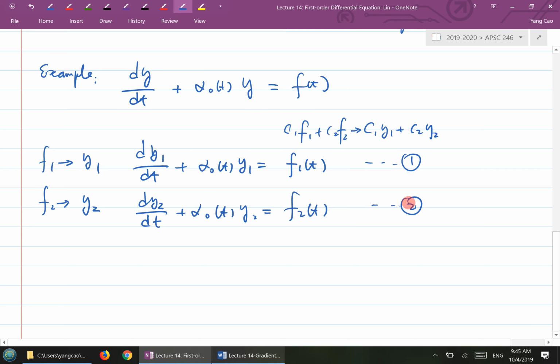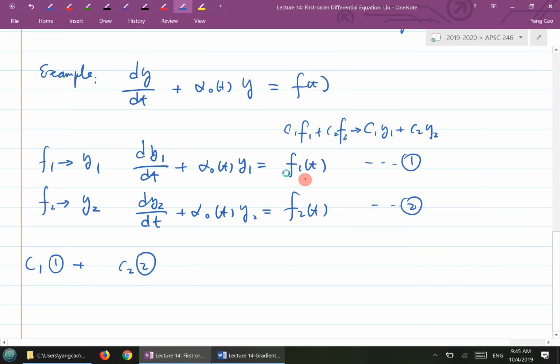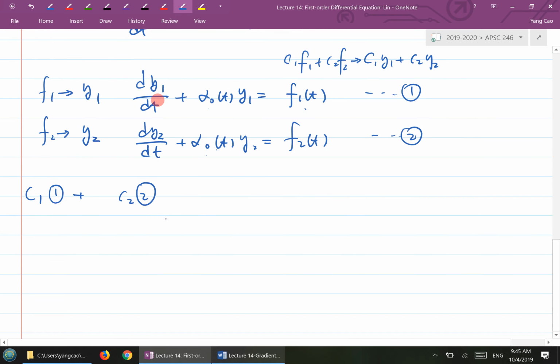And then I'm going to multiply equation 1 with C1 and multiply equation 2 with C2, and then we'll add these two equations together. So multiply equation 1 with C1 on both sides, multiply equation 2 with C2, of course, on both sides, and then you add left and right.